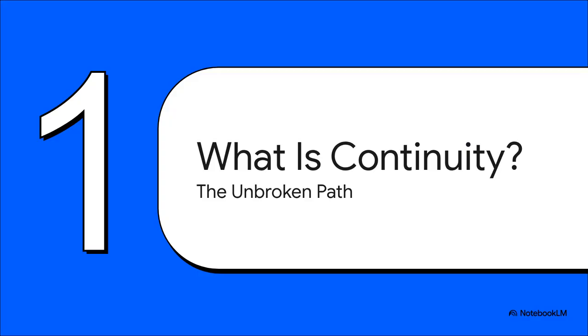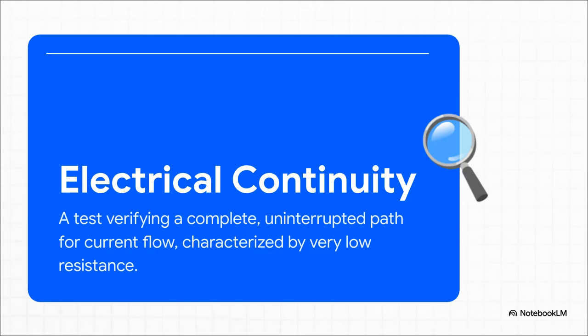Okay, first things first. What in the world is electrical continuity? You know, the easiest way to think about it is like a garden hose. If there are no kinks, no holes, no blockages, the water flows right through, no problem. Well, electricity works a lot like that. And a continuity test is basically just our way of checking to make sure the hose, or the wire, is totally clear.